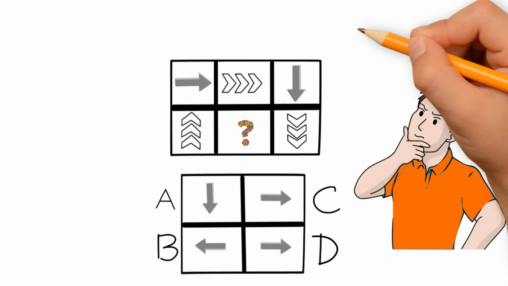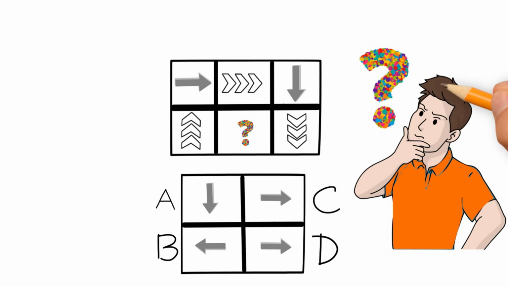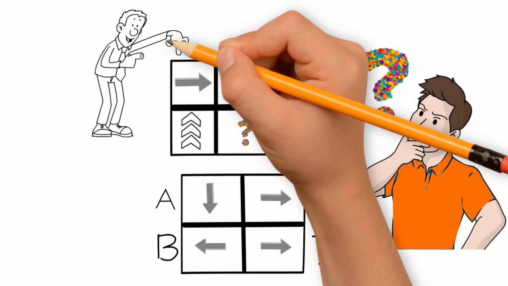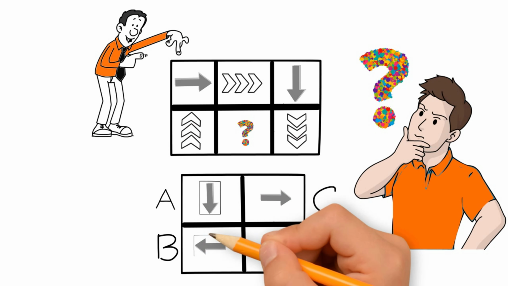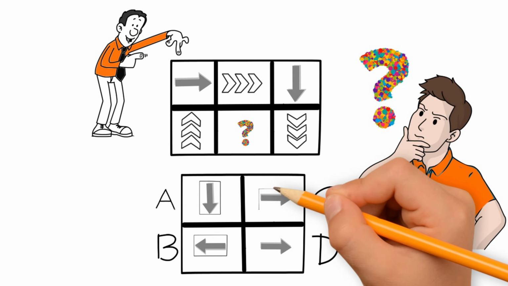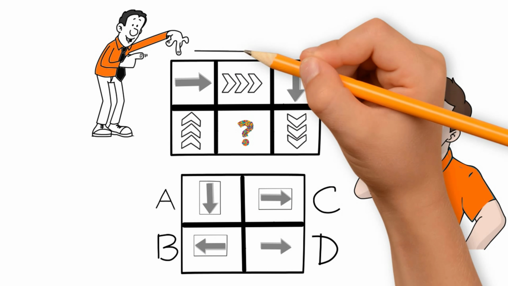Did you figure out the correct answer? Let's continue to see if we can get to the correct solution together. To solve these types of challenges, you always need to look for patterns. And there are 3 different patterns present in this sequence. Let's look at the pattern 1.